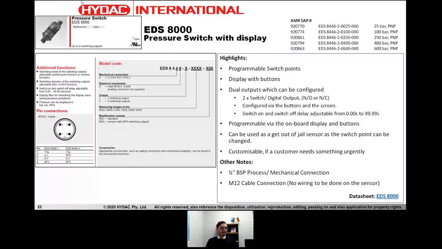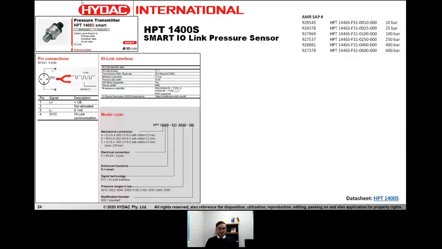So it's quite a versatile sensor. So also another good option to potentially have, as a get out of jail sensor that can be programmed if you need something urgently and things like that. So yeah, it's quite a nice little versatile sensor. And now I want to bring you to our HPT 1400S.